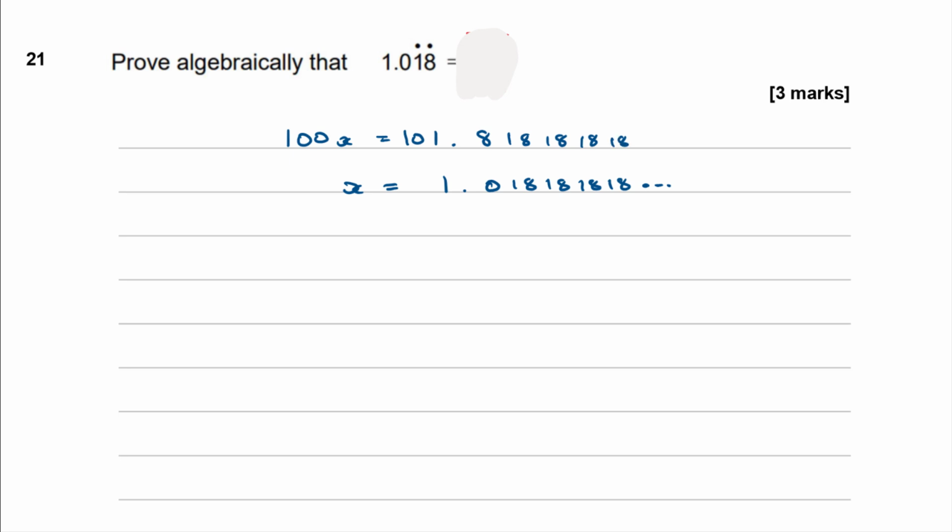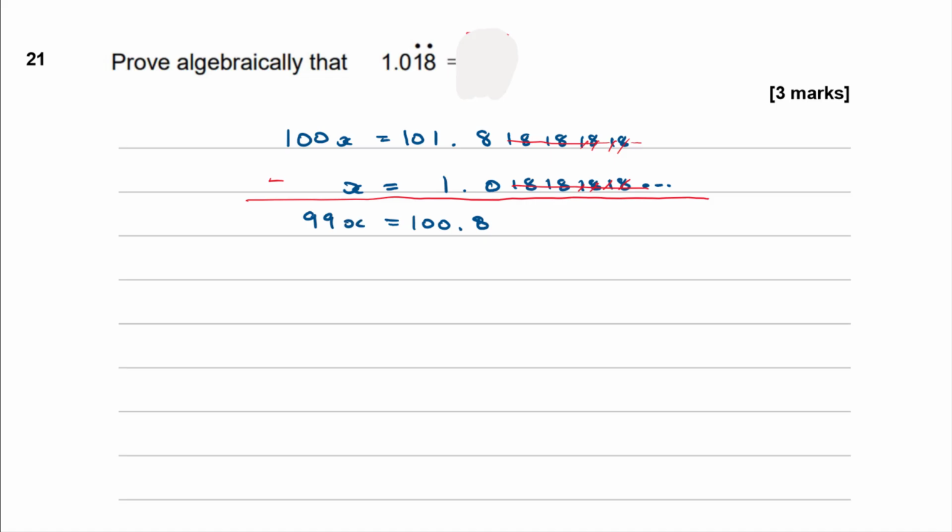And then if I subtract one from the other, little algebraic trick here, then you can see that that 8 cancels that 8, that cancels with that, that cancels with that. In fact, all of that cancels with all of that, doesn't it? All the 18, 18, 18, 18 all cancel each other out. And we're just left with 101.8 minus 1. And that gives me 100.8. On the other side, I've got 100x minus x. That's going to leave me with 99x.